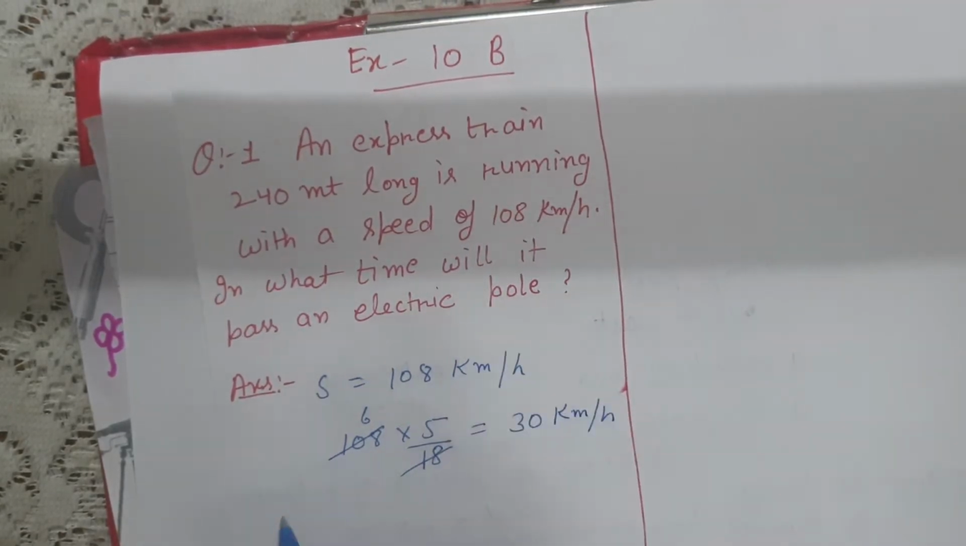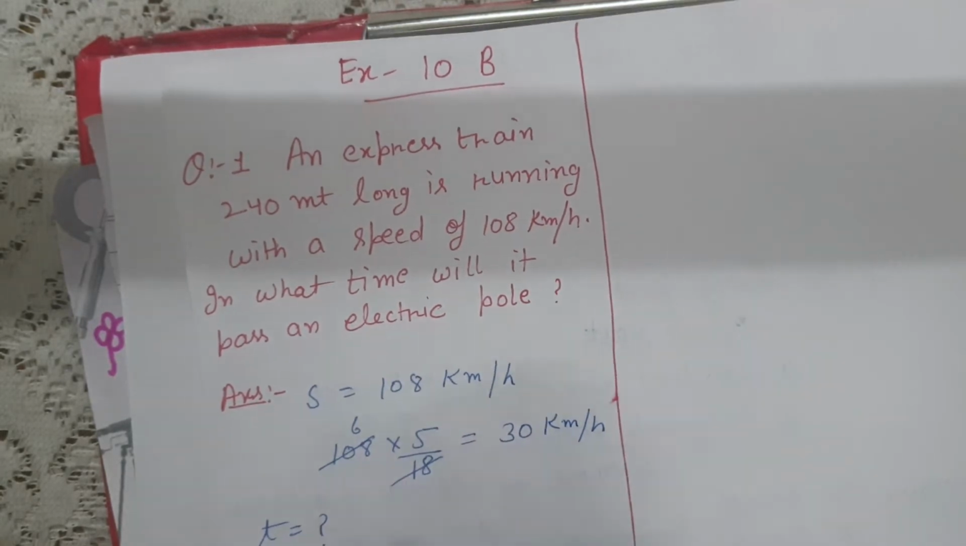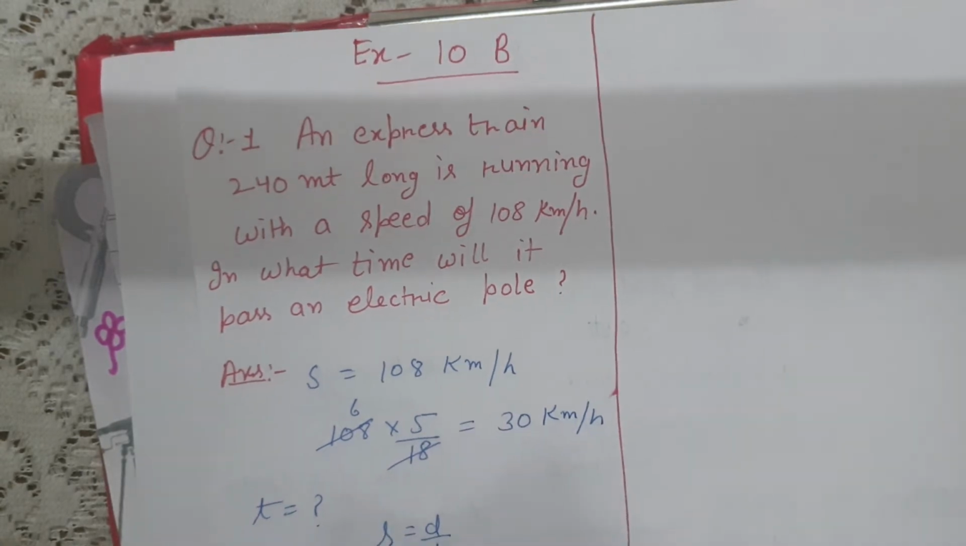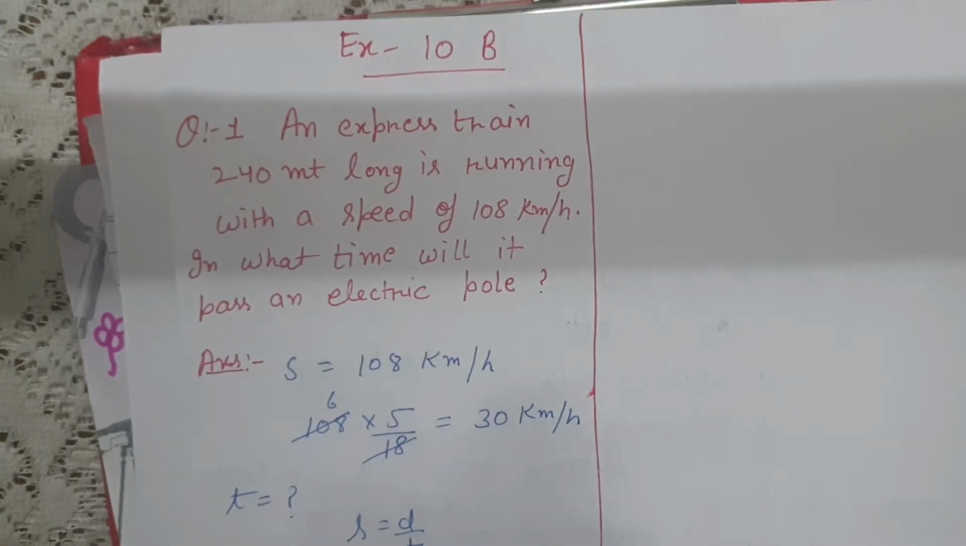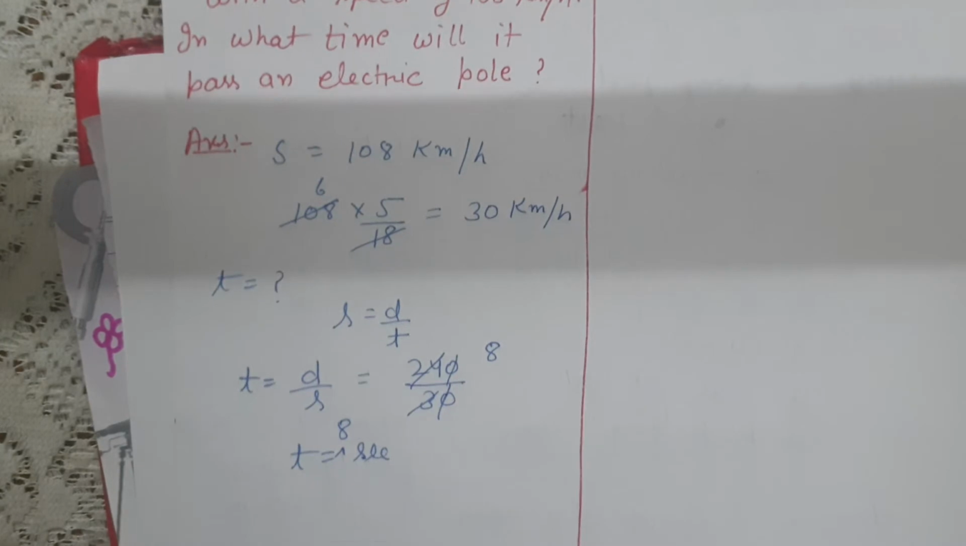And now we have to find the time. You know speed equals distance upon time, and now we have to find t, so t equals d upon s. We know distance is 240 meter, and speed is 30, so 3 8s are 24, and now time is 8 second.